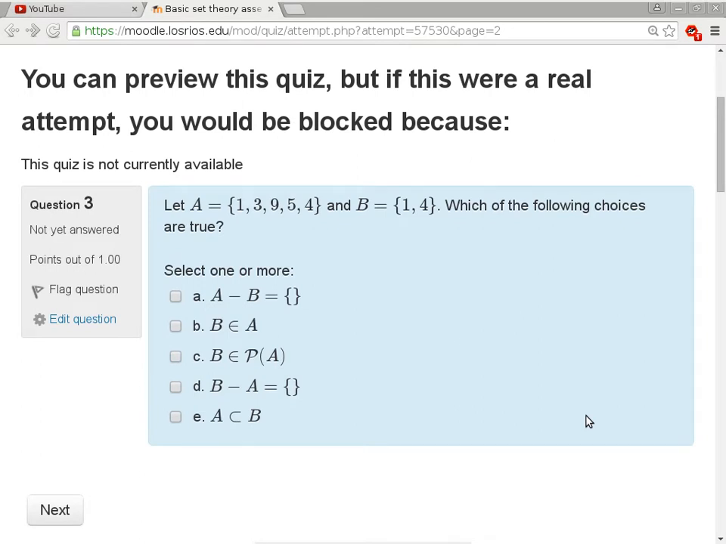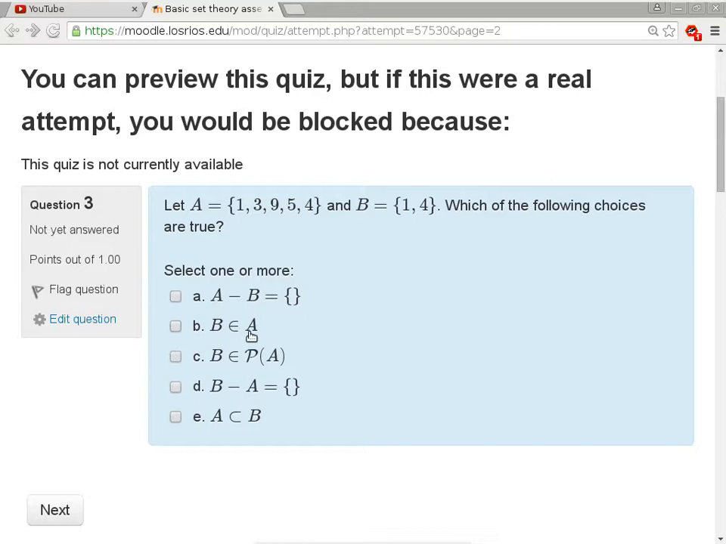You're learning my English. Okay, question number 3 is, let set A be 13954, okay, and B is 14 as a set. Which of the following choices are true? In this case, it'll select one or more, which means at least one, but possibly more than one. So the first one is A minus B is an empty set. That's not right. Okay, I can definitely find elements that are in A but not in B.